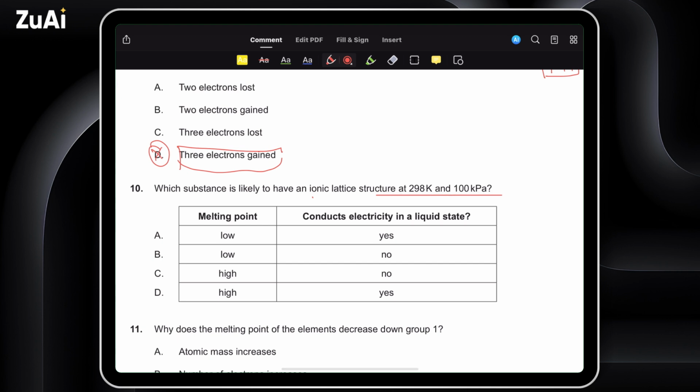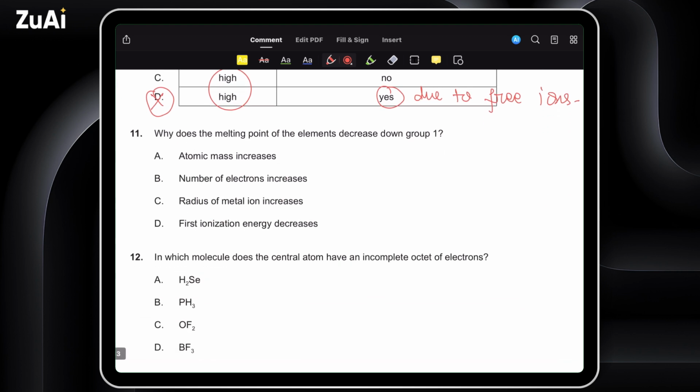Which substance is likely to have an ionic lattice structure at 298 K? Its melting point should be high, because ionic compounds have very high melting and boiling points. And conduct electricity in liquid state? Yes. All the ionic compounds conduct due to free ions.